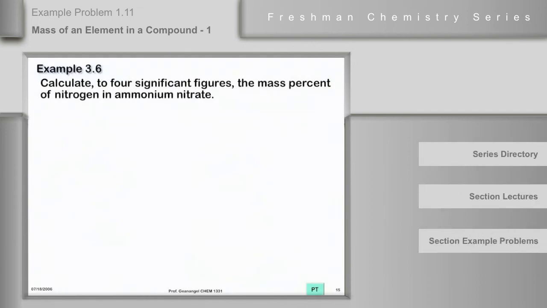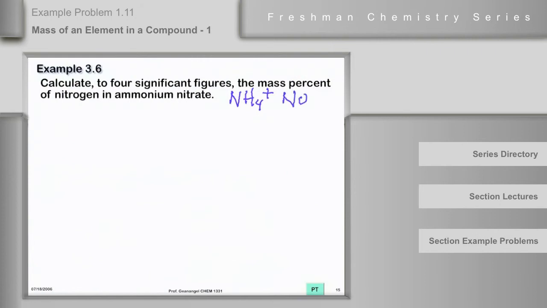Calculate to 4 significant figures the mass percent of nitrogen in ammonium nitrate. Well, it's pretty obvious. We're going to need to know the formula of ammonium nitrate. So the ammonium ion is something we've looked at already. It's NH4 plus. The nitrate ion is something that you should have learned at this point.